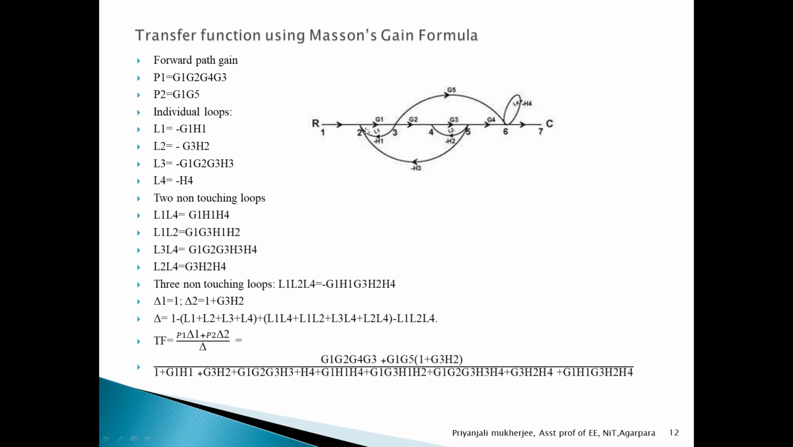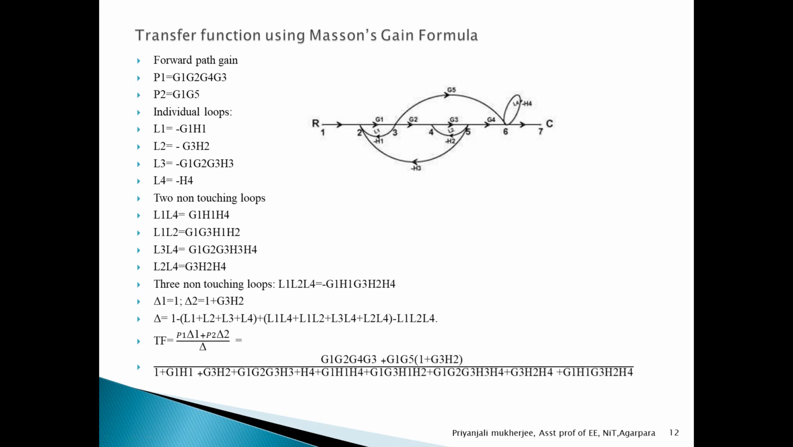So this is loop 1, that is G1 into minus of H1. Next is G3 into minus H2, another loop. Another loop is G1 into G2 into G3 into minus of H3, and finally the self loop minus of H4. So there are a total of 4 individual loops, L1, L2, L3 and L4.